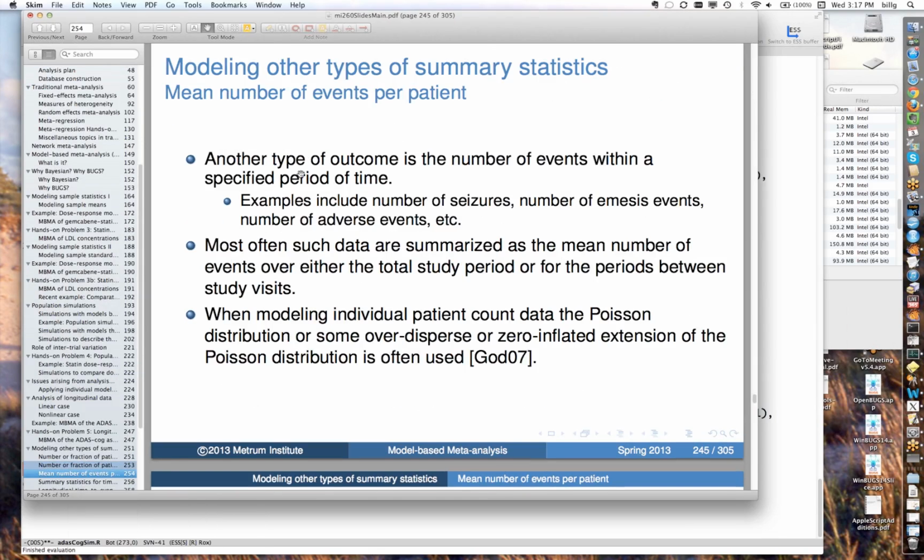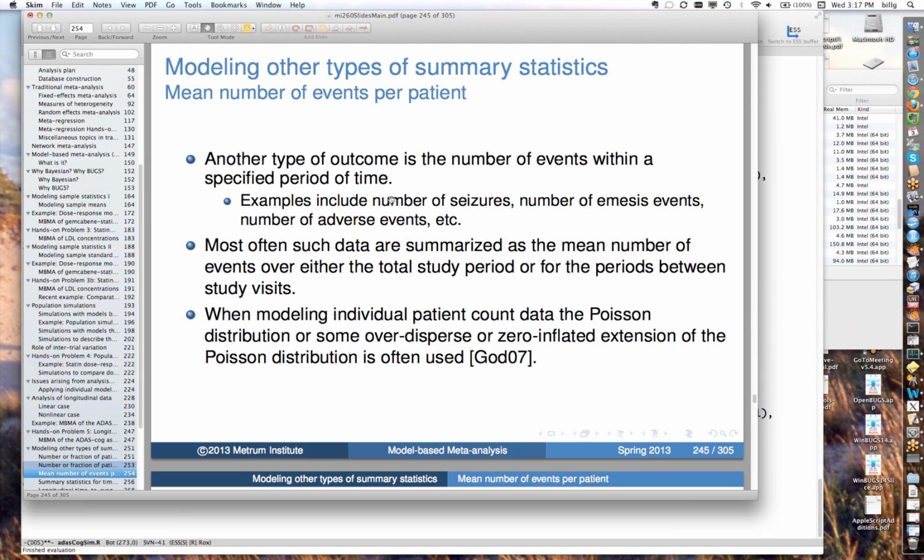some counts here. So for some types of measures, either efficacy or safety, we may be dealing with not whether or not a particular event has occurred, but how often a given type of event has occurred. So what we'll often get is something reported in terms of the mean number of events per patient.